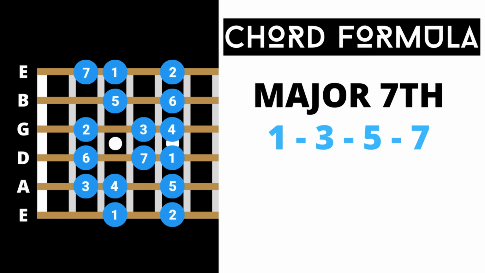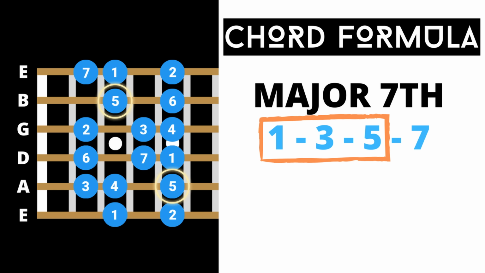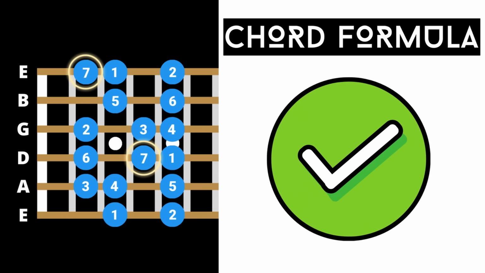As you can see, the name major 7 implies a major triad, which again is our 1, 3, and 5, with the added 7th degree of the major scale. So 1, 3, 5, plus a 7. Hopefully you're starting to see how this works now.